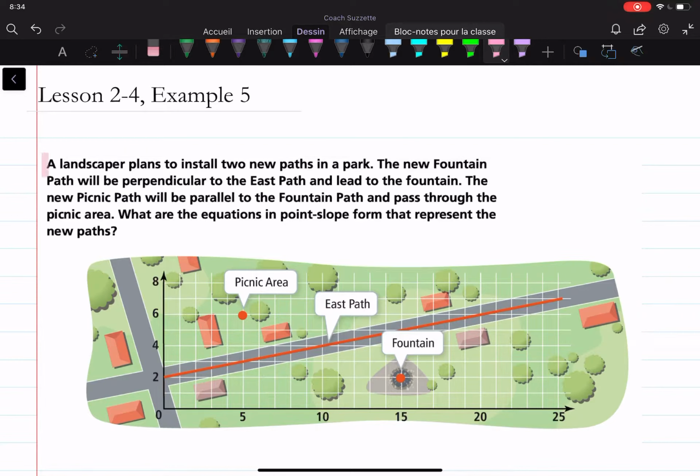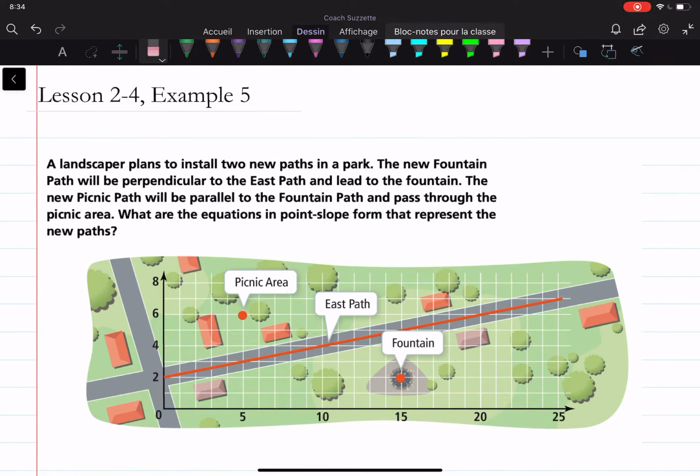We are given a landscaper plans to install 2 new paths in a park. The new fountain path will be perpendicular to the east path and lead to the fountain. The new picnic path will be parallel to the fountain path and pass through the picnic area. What are the equations in point slope form that represent the new paths?